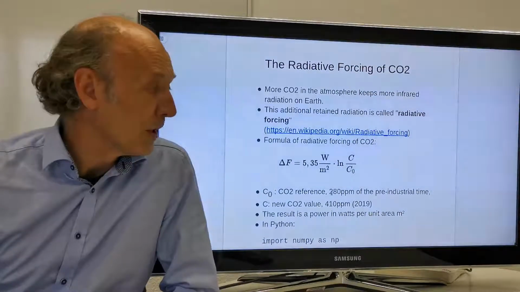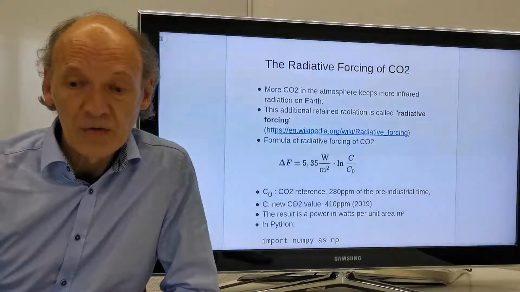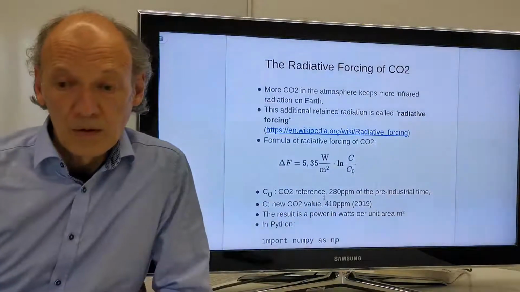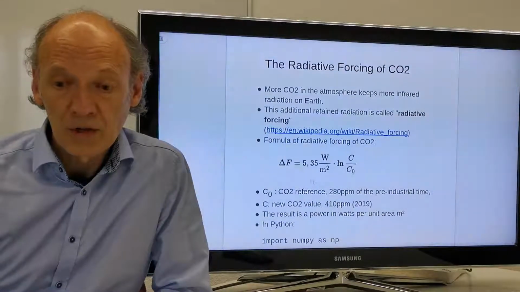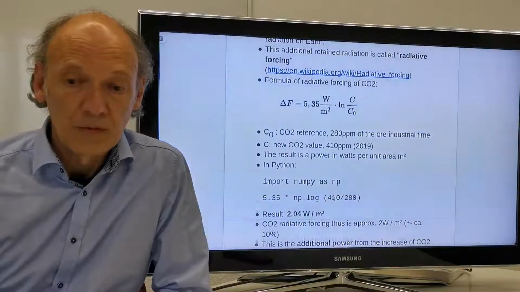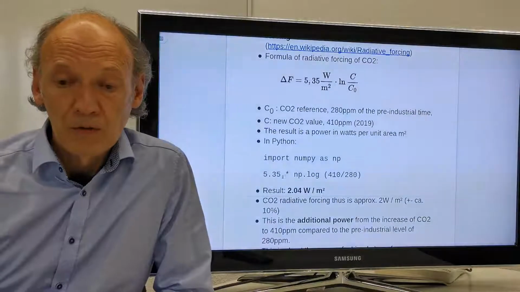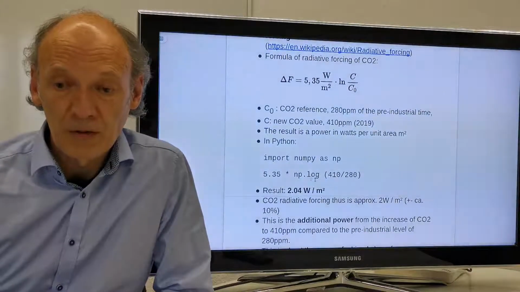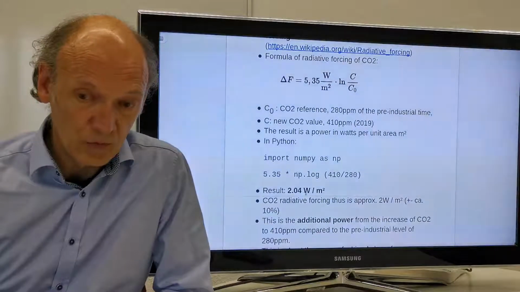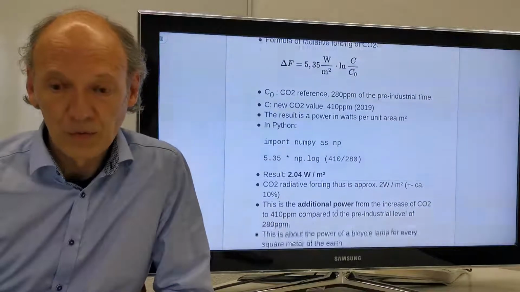C0 we saw last time is 280 parts per million. C, the current value, is about 410 parts per million. And that's all we need to get a result. You can just use Python, or any scientific calculator will do too. Just plug in the numbers here, take the natural logarithm, and the result is 2.04 watts per square meter, or roughly 2 watts per square meter.